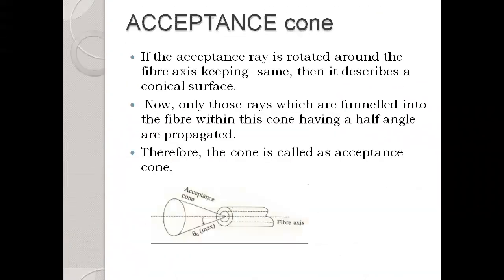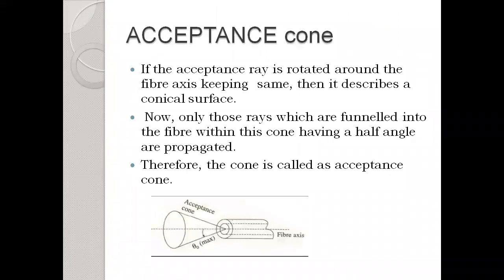To derive the acceptance angle, we should consider an optical fiber which has a core and cladding. When this acceptance angle is rotated along the axis of the cable, a conical shape is formed around the axis of the cable. That conical shape is called the acceptance cone. If the acceptance ray is rotated around the axis of the cable, it describes a conical surface. That surface is called the acceptance cone.